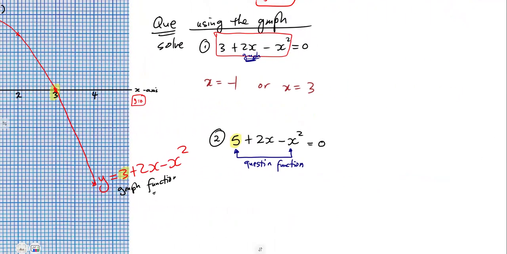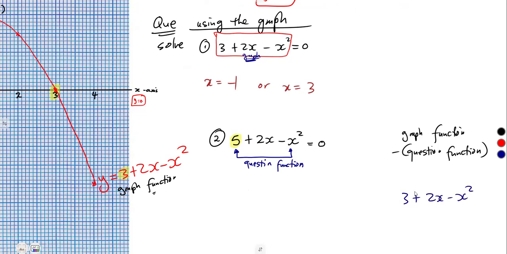When these two are different, you are going to subtract: graph function minus question function. These are the steps that you're going to take. What is the graph function? The one originally given on the graph: 3 plus 2x minus x squared is equal to y, which is 0. We are talking about being equal to 0, always equal to 0.